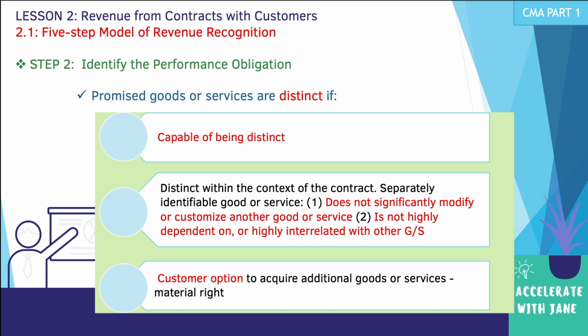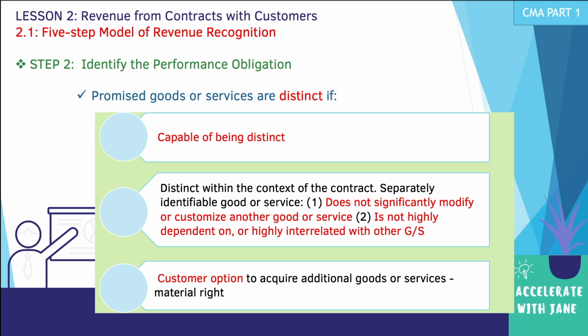Second, distinct within the context of the contract. So separately identifiable goods or services does not significantly modify or customize another good or service. And second point, it is not highly dependent on or highly interrelated with other goods or services. So point number one, it does not modify or customize another good or service. Point number two, it is not dependent on other goods or services.